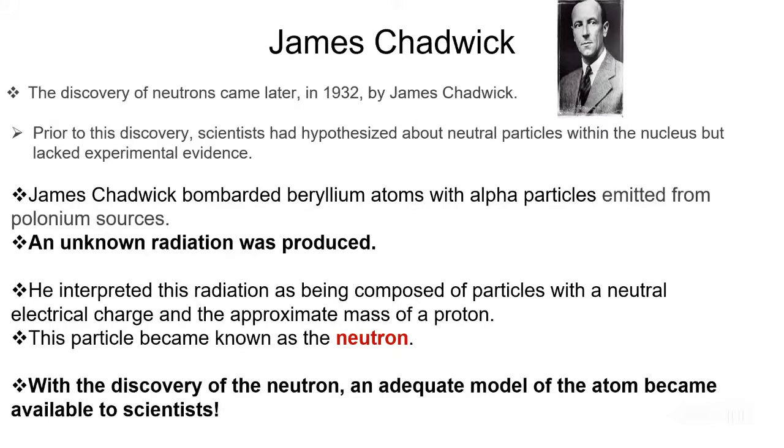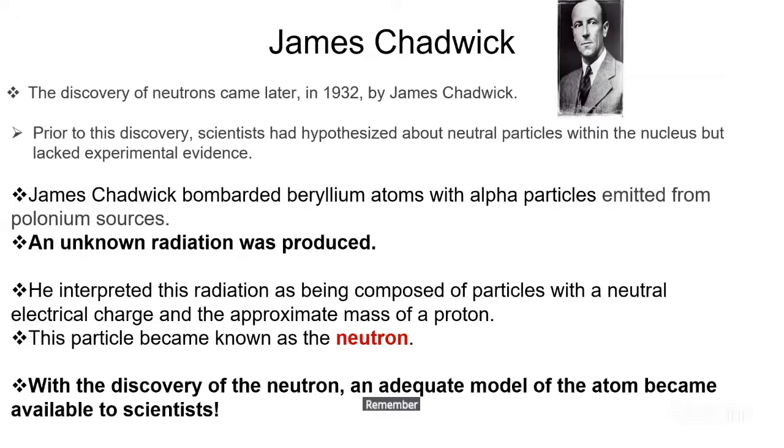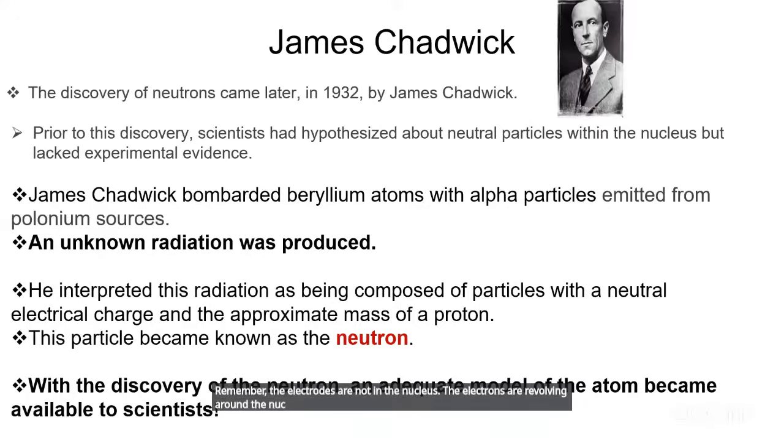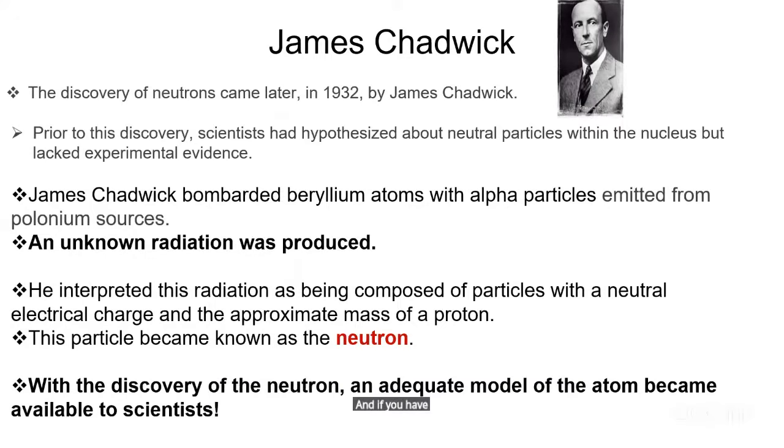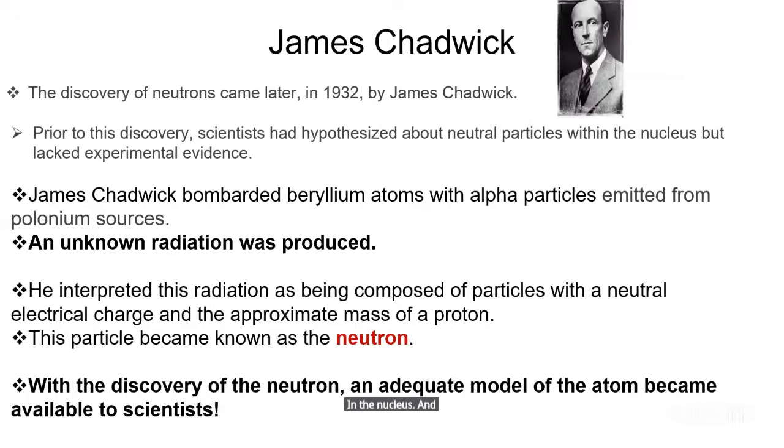Now, there were a few clues that led James Chadwick to think that there must be something in the nucleus that keeps the protons from repelling each other. Remember, the electrons are not in the nucleus. The electrons are revolving around the nucleus. You only have your protons in the nucleus. And if you have, say, 3 protons in the nucleus, and you only have these protons, they will repel each other. And like I said, there will be a collapse of the stability of the atom.